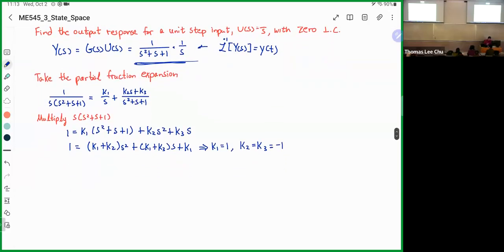All right, so now we can plug this back into our partial fraction expansion. Y of s is equal to 1 over s plus minus s minus 1 divided by s squared plus s plus 1. Okay, so now that we're back to this step, it's going to be a little bit easier taking the partial fraction expansion of this.